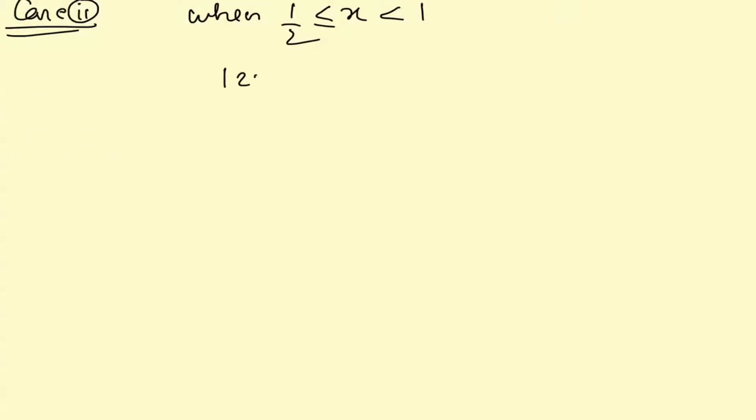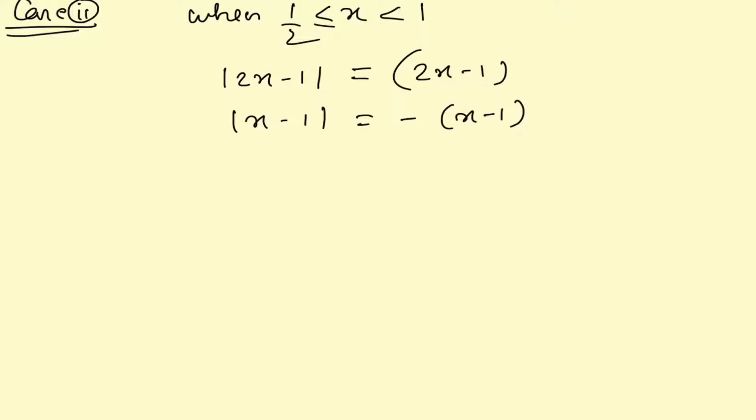Now we are moving towards the second case. The second case is when x is greater than or equal to 1 by 2 and less than 1. In this case, 2x minus 1 will open with a positive sign, and mod of x minus 1 will open with a negative sign. So that is 2x minus 1 whole upon mod of x minus 1 is greater than 2.